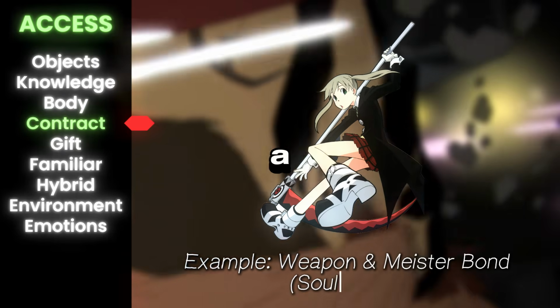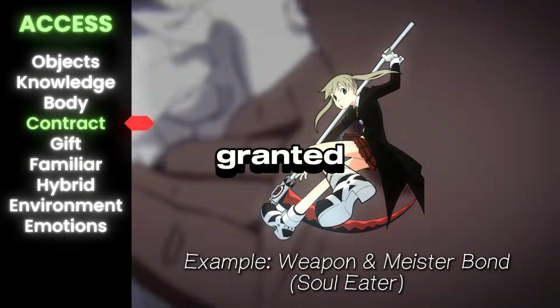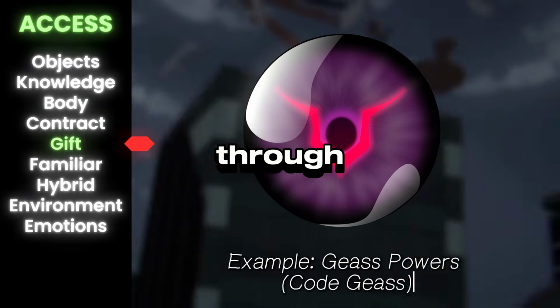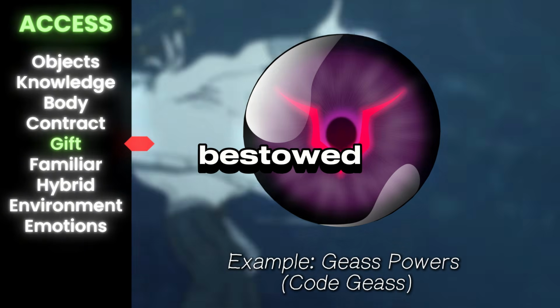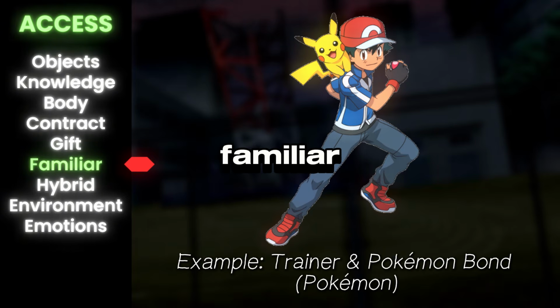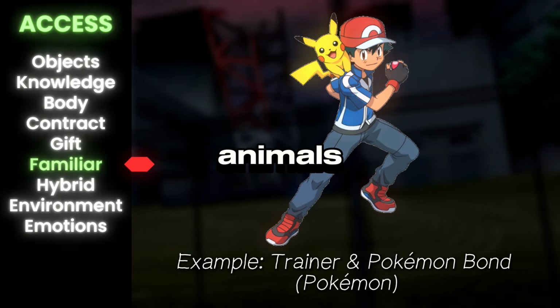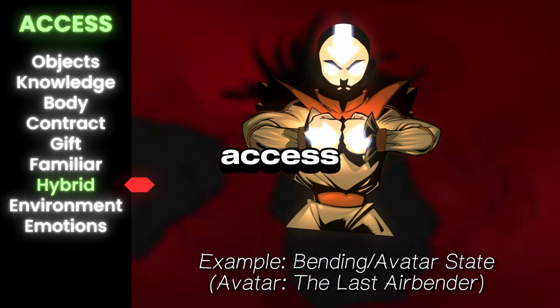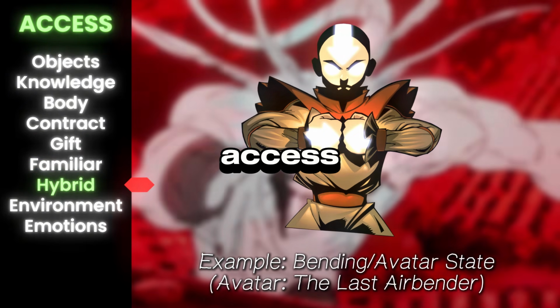4 is access through a contract or permission. Powers are granted after forming agreements with external entities. 5 is access through a permanent gift. Powers are bestowed permanently without ongoing effort. 6 is access through a familiar. Powers stem from bonds with animals, spirits, or supernatural beings. 7 is a hybrid access. This combines multiple methods of access.